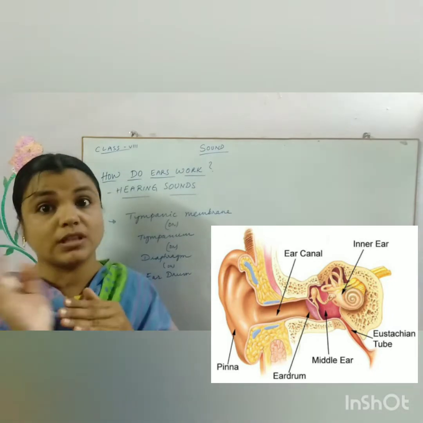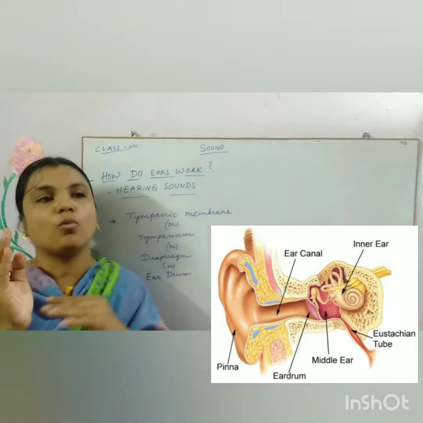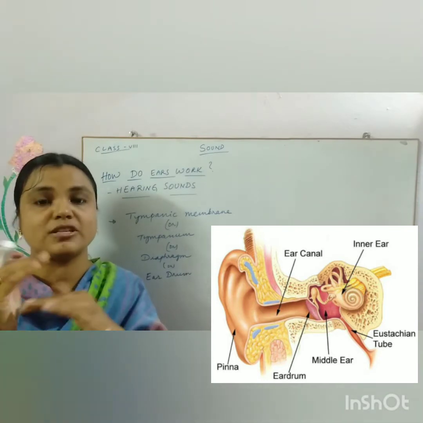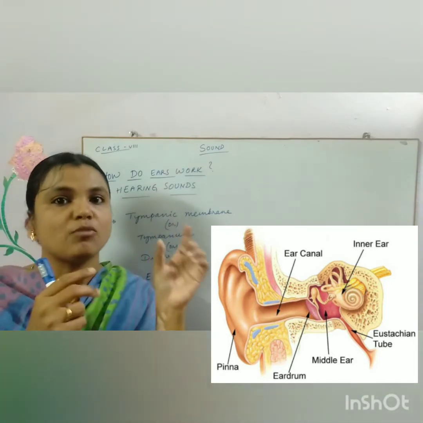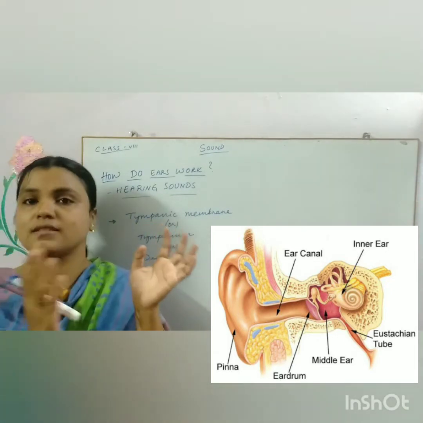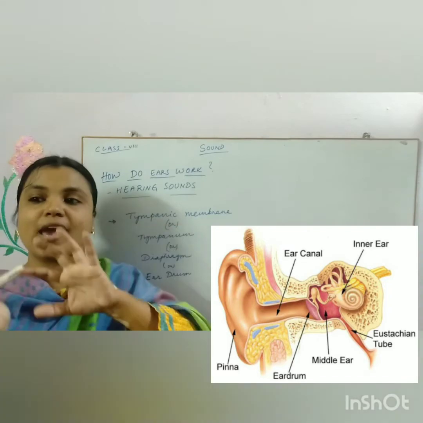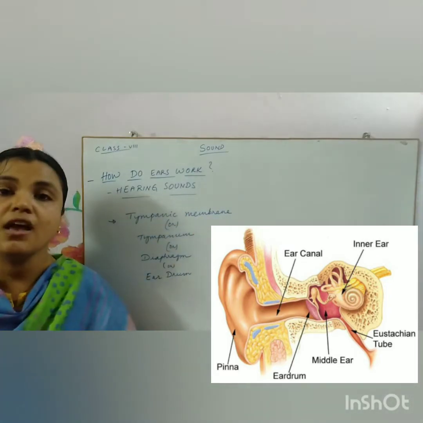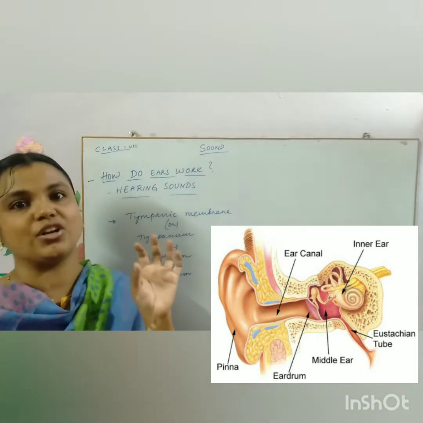When this diaphragm or the eardrum vibrates, what happens? Those vibrations, or the signals, are sent to these small bones, and these small bones, malleus, incus and stapes, carry these vibrations to another part of the inner ear which is called the cochlea, children, cochlea.